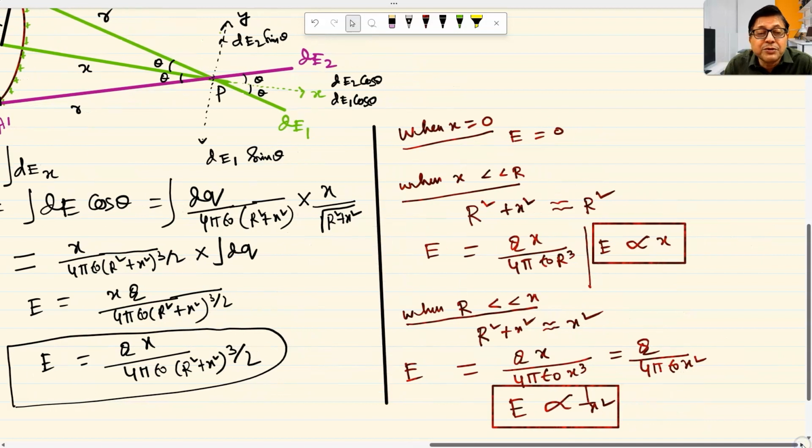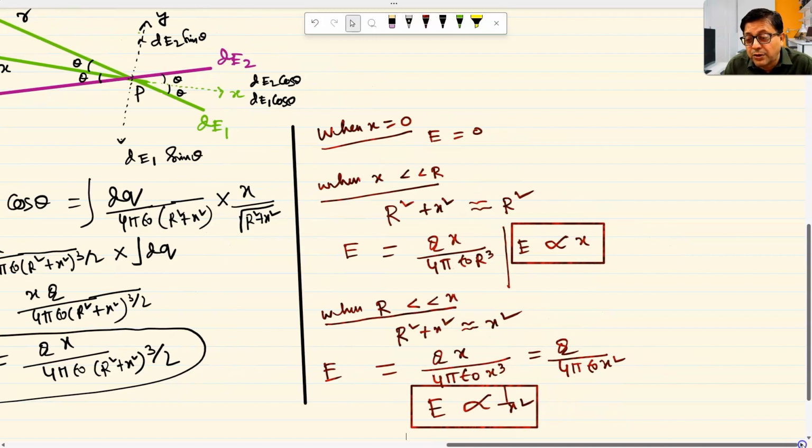So we need to use a little bit of calculus. We need to take the help of calculus, maxima or minima. Up to what distance is this straight line behavior of the field observed, and then when will it reduce by obeying this law?